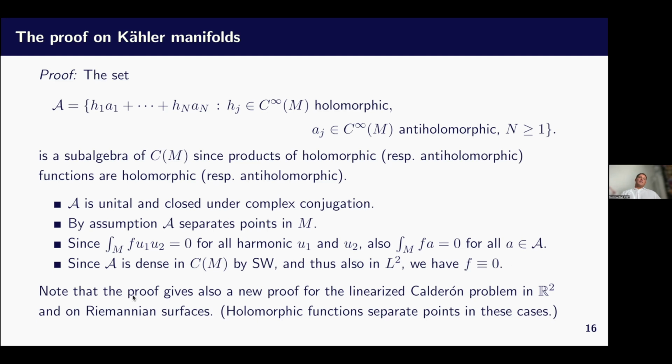I finally note that this proof also gives a new proof for the linearized Calderon problem in Rn and on Riemannian surfaces as well. The only thing you need to check is that the holomorphic functions separate the points in these cases in R2, namely on the complex plane. That is easy to check. It is also true on Riemannian surfaces, but that is a non-trivial fact. But it's true. So we can use the Stone-Weierstrass theorem in R2 and on Riemannian surfaces as well.